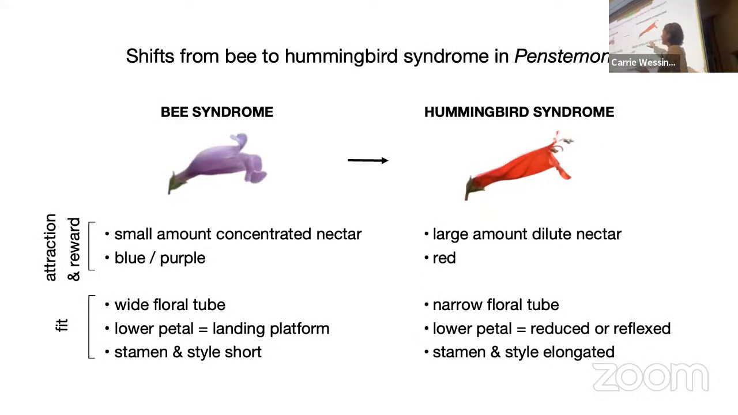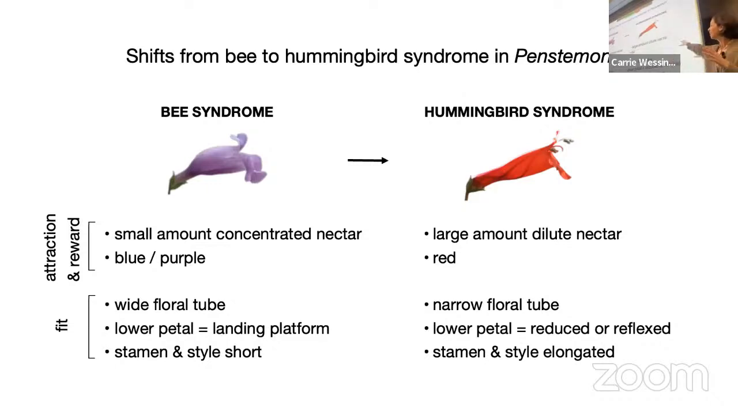Bee-adapted Penstemons tend to have blue or purple flowers, a color that stands out well to bees. They produce small amounts of concentrated nectar. The lower petal forms a landing platform for bees, formed by the lower petal lobe. And these flowers are relatively short and wide, allowing a bee or wasp to fully enter the flower, access the nectar reward at the base of the flower, and contact the anthers and stigma that are located within the flower.